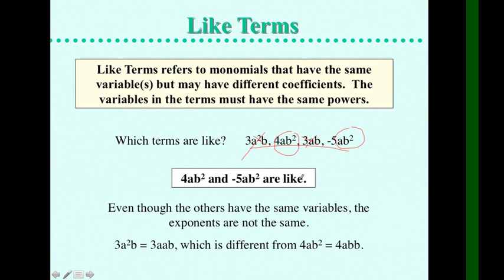Even though the others have the same variables, the exponents are not the same. Like 3a squared b is equal to 3aab. Tama? Kasi yung a squared mean to say dalawang a, which is different from ab squared, which is equal to abb. Okay, so magkaiba yung dalawang yan.